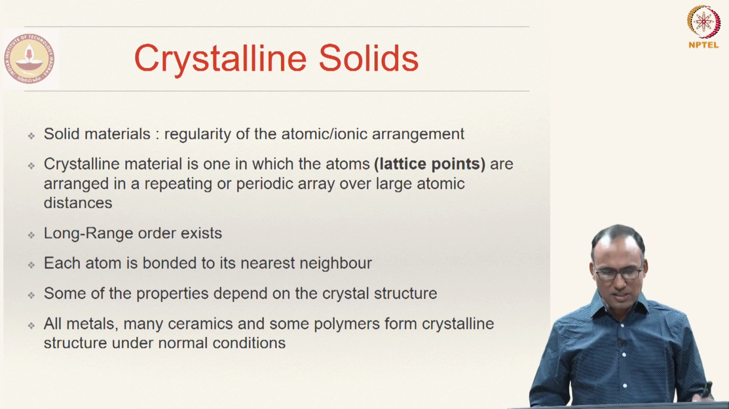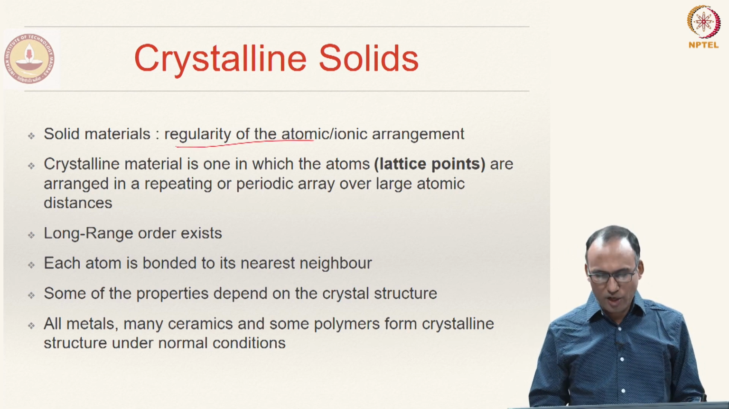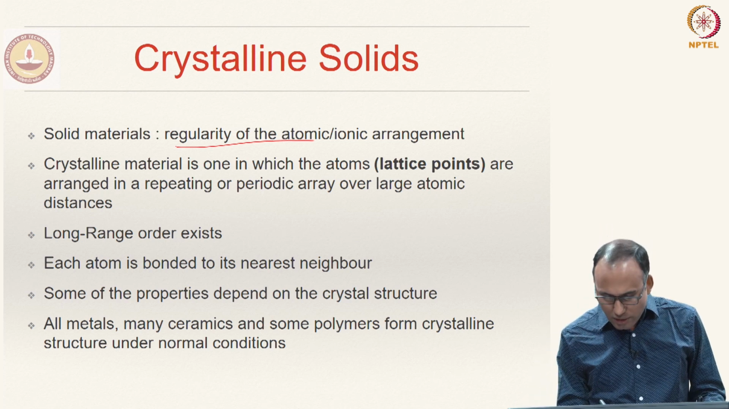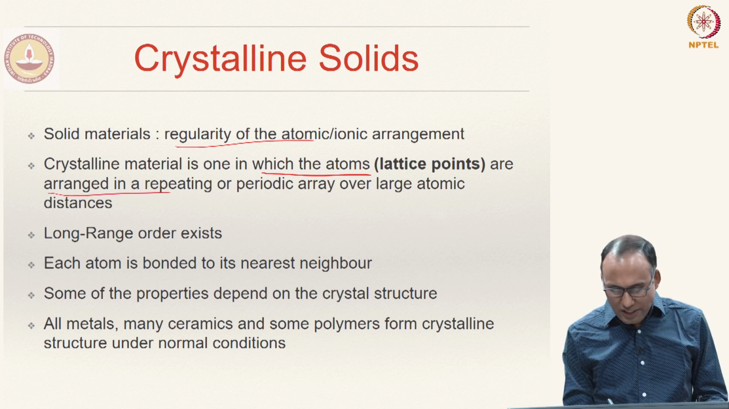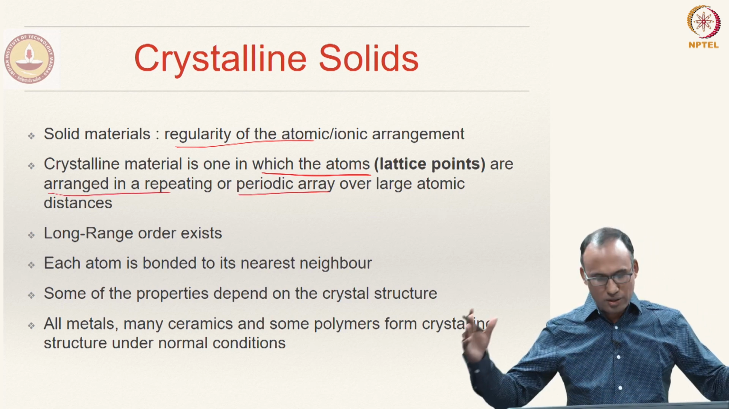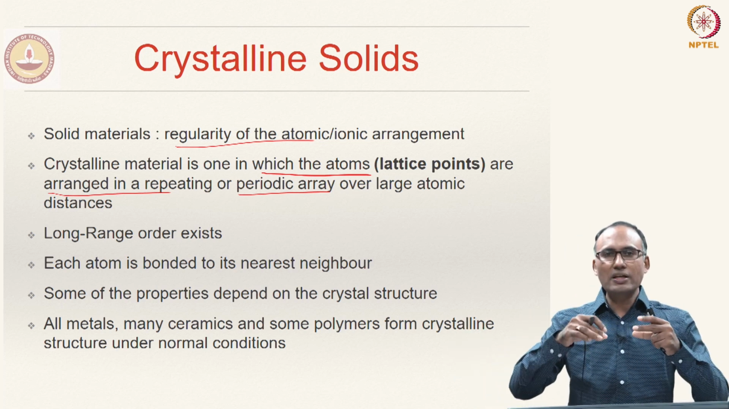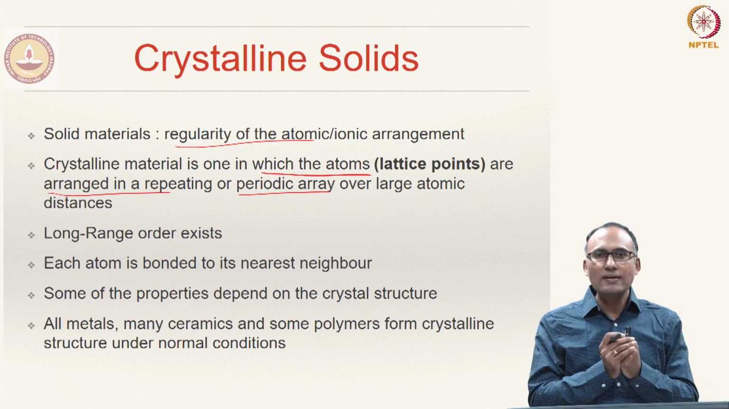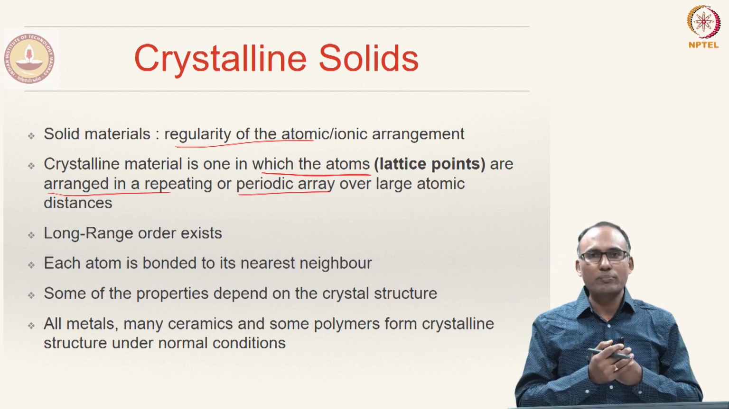So, solid materials are characterized by the regularity of the atom or ionic arrangement, and a crystalline material is one in which the atoms are arranged in repeating or periodic array over long atomic distances. That means, in a crystalline solid material, the atoms should be arranged in a periodic manner such that the structure at any point within the material should look exactly the same.